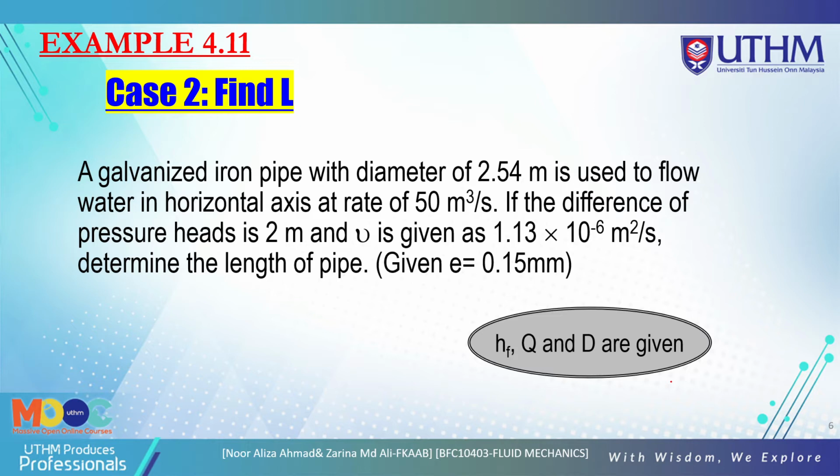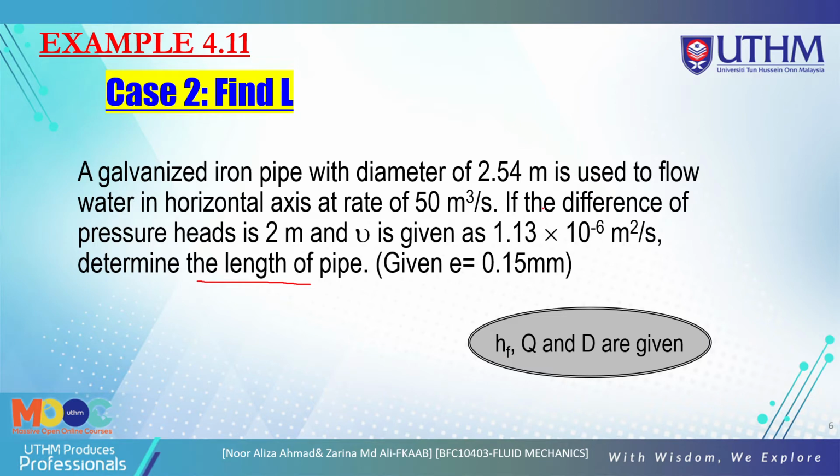Now for case 2, to find L. A galvanized iron pipe with diameter of 254 meter is used to flow water in a horizontal axis at a rate of 50 meter cubic per second. The difference of the pressure head is 2 meter, and the kinematic viscosity is given as 1.13 times 10 power of negative 6 meters squared per second. Determine the length. So case 2 is to find the length of pipe. Given E is 0.15 mm.